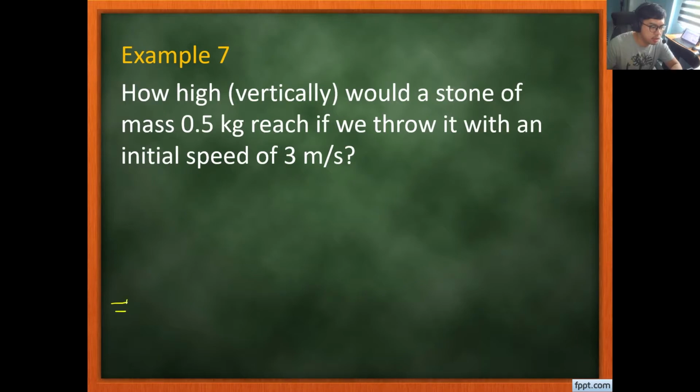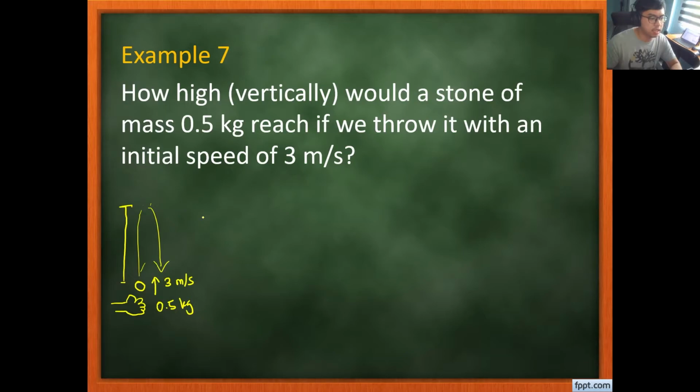So I'm going to draw a hand here, a very ugly looking hand. And this hand's going to throw up a stone of mass 0.5 kg with a speed of 3 meters per second. And so this stone is going to reach a maximum height and then it will come back down like that.